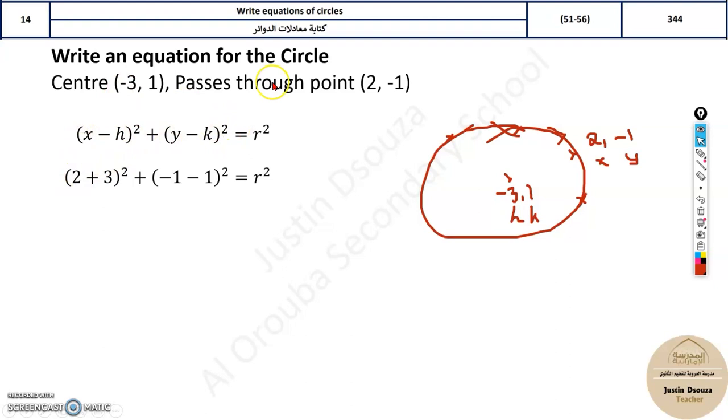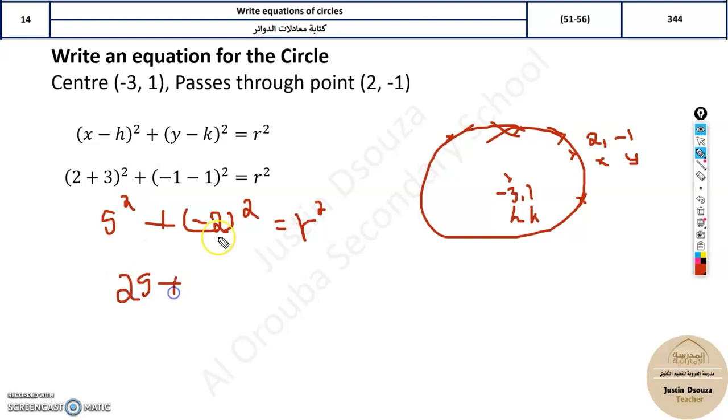See, I'll show you. x is 2. This is minus, so it'll be plus over here, plus 3 the whole square, plus minus 1. Here it's 1, so it'll be minus 1, equals r square. Solve this. You can use a calculator or do it in your mind easily. 2 plus 3 is 5 square, plus minus 1 will become minus 2 the whole square, equals r square. Here you have to use brackets because this square, this minus becomes positive. 5 square is 25 plus 2 square is 4, equals r square. It's 29. r square is 29, or r is square root 29.